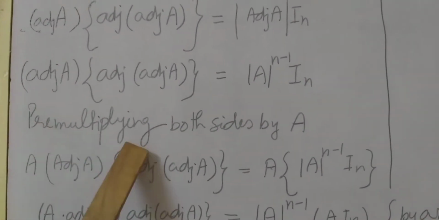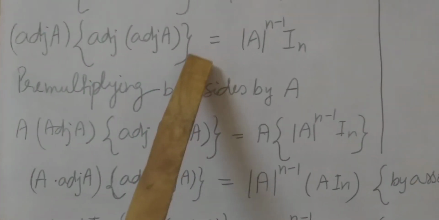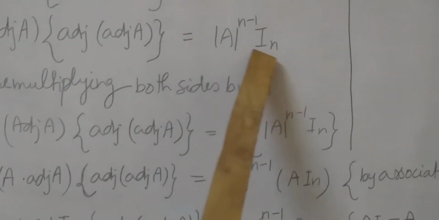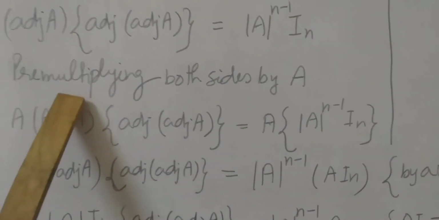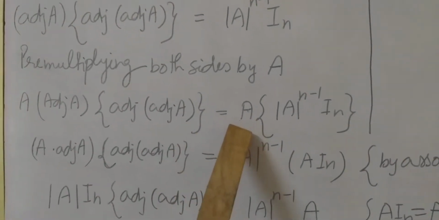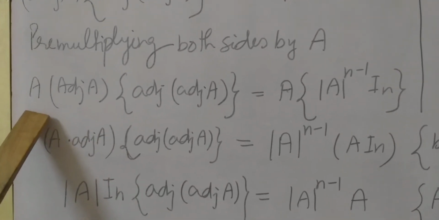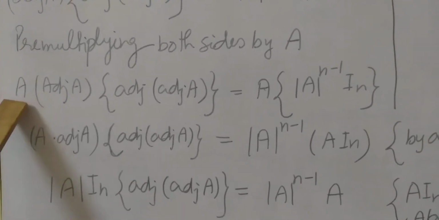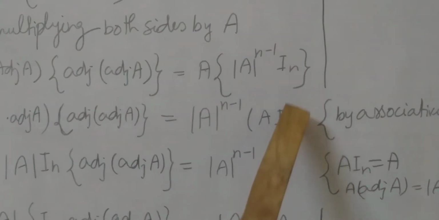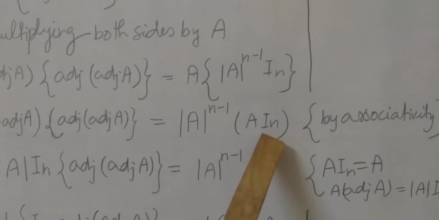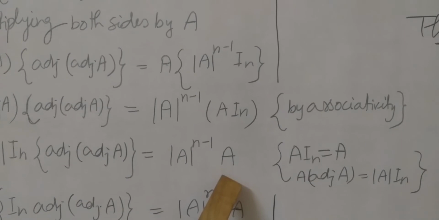Now students, pre-multiplying both sides by A, this whole part will remain as it is, and we have to write A here because we are multiplying both sides by A. A is a matrix. Now students, A into adjoint A we have taken together, and on this side A into In. A is a matrix, In is also a matrix. We know that A into I equals A.